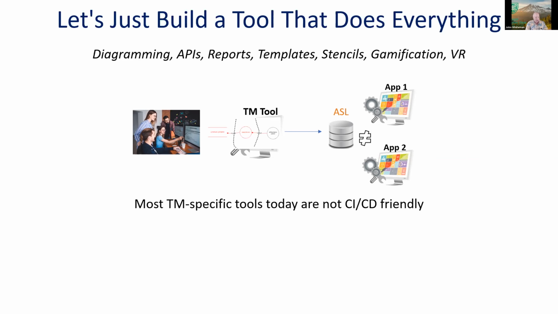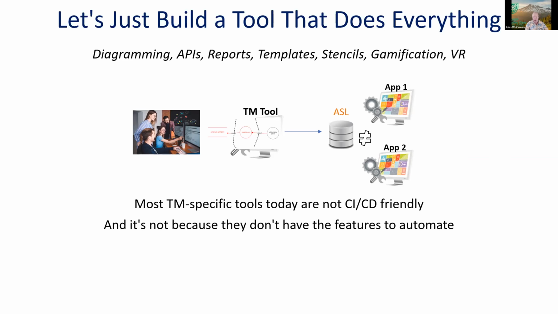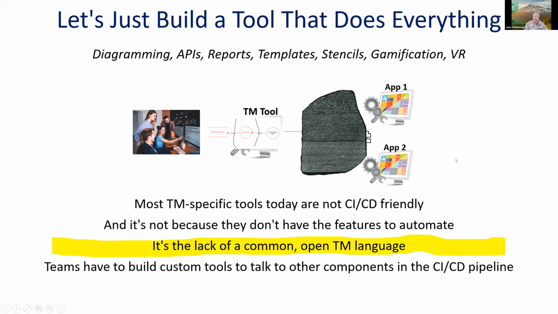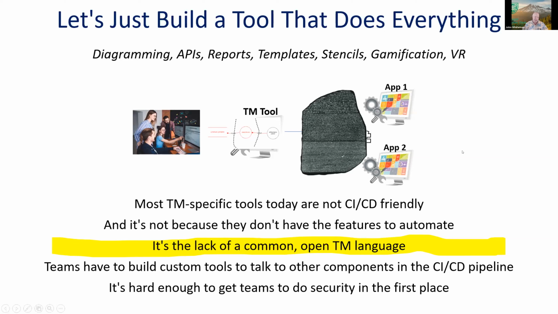a big mistake. What we found is that most threat model specific tools today are not CI/CD friendly. And it's not because they don't have the features to automate, but because of a lack of a common open threat model language. What we mean by that is when you save that ASL data, app 1, app 2, this could be something like Jira, this could be some other tool out there. The teams would have to build some custom tools to talk to these other components to integrate into their CI/CD environment. And that's a tough call, especially if this is just a single purpose language and other people don't use it. And I think that's one reason why we're seeing these challenges.